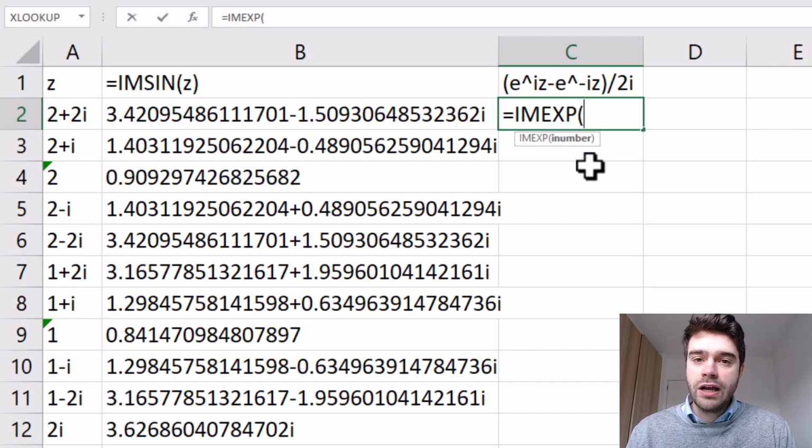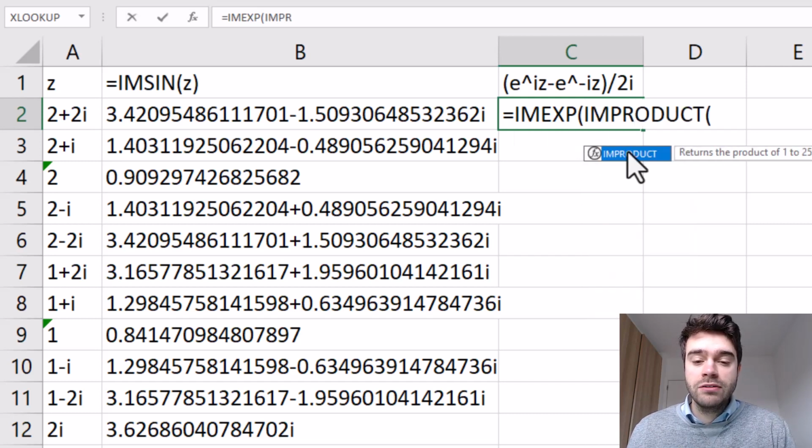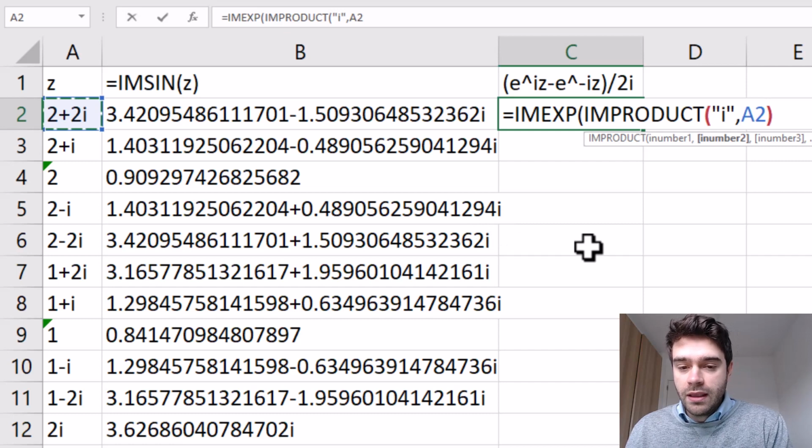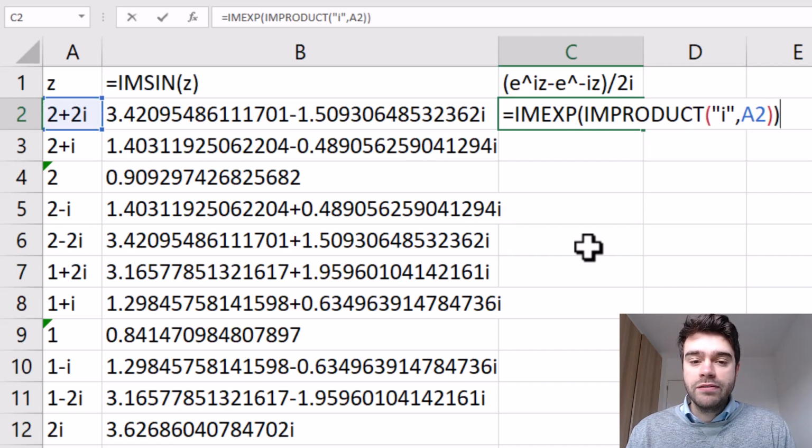So first we'll have to multiply our complex number with i. We can do this with the IMPRODUCT function, which allows us to multiply multiple complex numbers together. And because complex numbers are considered to be strings in Excel, that is the reason why we need such a special formula. So the first argument will be i, which I put in between double quotation marks because it's considered text. And then the second argument will be our complex number. I close the parentheses. Now we have the exponential of i times our complex number.